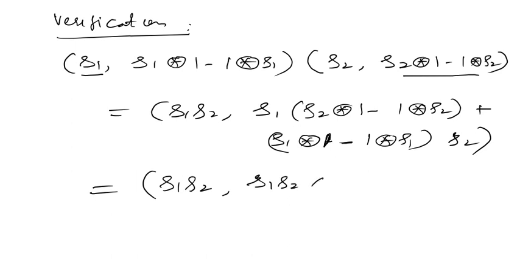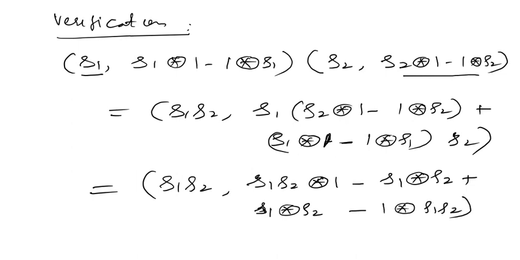this will be here S1 tensor S2, the product of the left action. Then plus, here you can say it's equal to S1 tensor S2. Then minus this one, it's 1 tensor S1 S2. Now S1 tensor S2 minus S1 tensor S2 is equal to 0. It is the identity. These two will go, and it is the identity of ZA. So it's equal to S1 S2 tensor 1 minus 1 tensor S1 S2. So that's the verification. This product is equal to S1 S2 tensor 1 minus 1 tensor S1 S2.